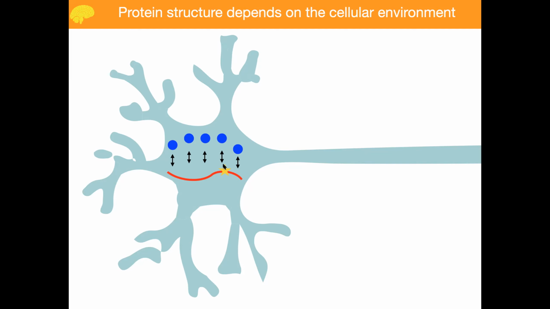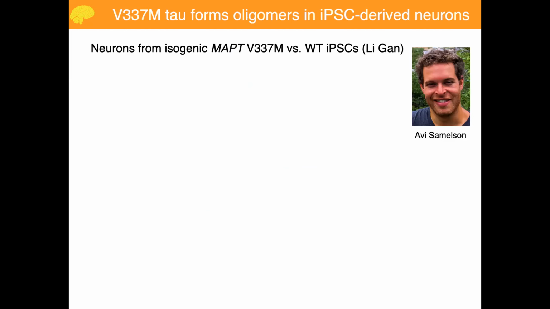And so for that, our lab is leveraging human iPSC-derived neurons, where we can work with patient iPSC lines and differentiate them into the relevant cell types to study the behavior of proteins. Avi Samuelson, a postdoc in the lab, has worked with neurons that we receive from Li Gan's lab, or iPSCs, I should say, that have a point mutation in tau associated with frontotemporal dementia versus isogenic wild-type controls.